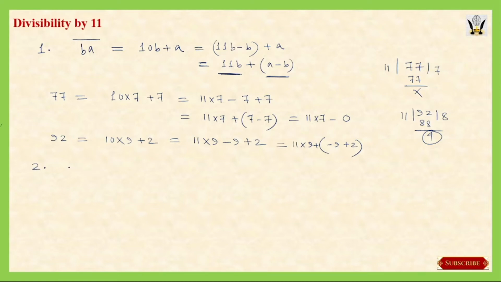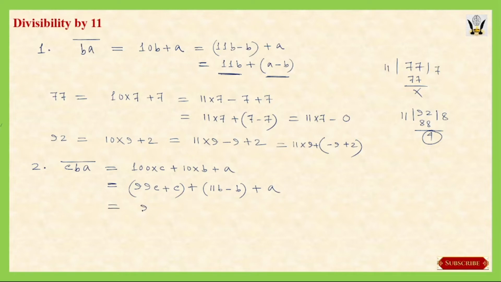Next we will see the condition of divisibility by 11 for a 3-digit number. Now we will have ABC, a 3-digit number, which can be expressed as 100 multiplied by C, then 10 multiplied by B and then A. So this is the expanded form of a 3-digit number. Now it will be further written as 100C becomes 99C plus C. So it gives 100C, right? Now 10B will be further written as 11B minus B. So it will give us 10B, and then A will remain A only.